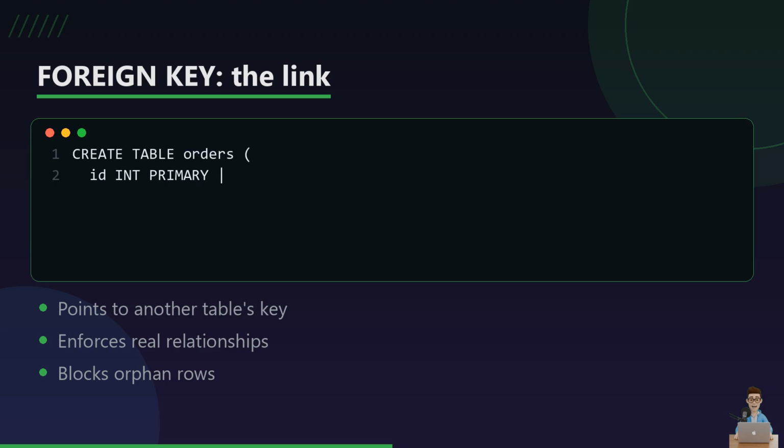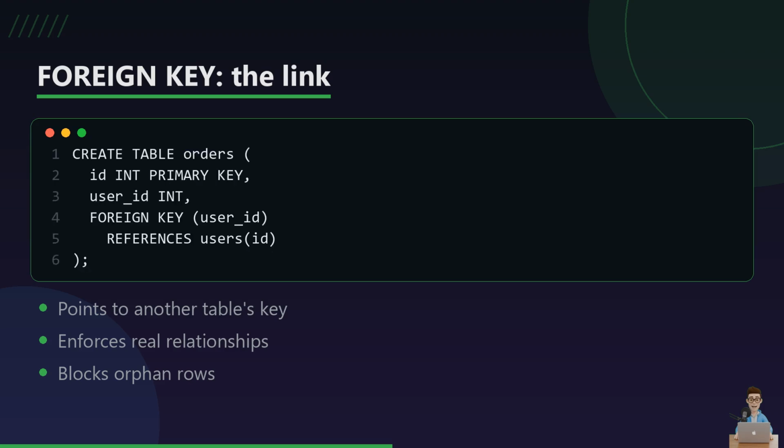Now the fun one. A foreign key is like writing a friend's phone number in your contacts. It only makes sense if that person actually exists. Here, every order's user id must point to a real user's ID. So if you try to create an order for user 99 when there is no user 99, the database says nope. That's how tables hold hands and stay honest with each other.